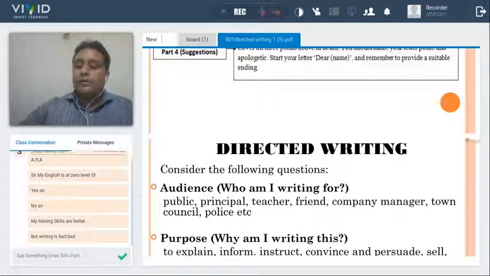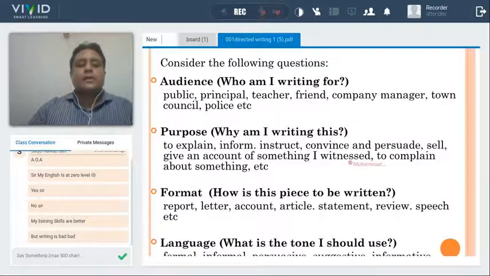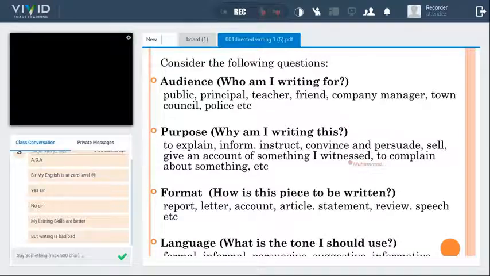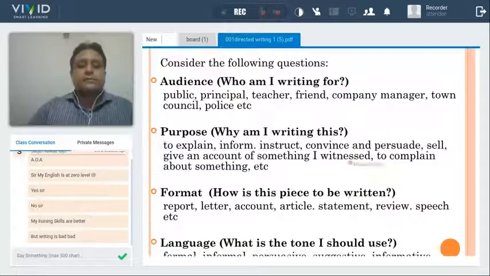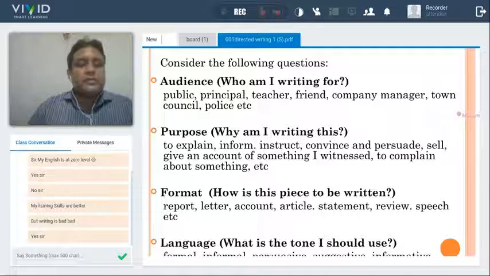So we'll be moving on from here. All right. Okay. So, my dear, these are the elements of directed writing. I hope you can see them on screen clearly. So we are going to consider these questions when we are going to attempt a directed writing question.